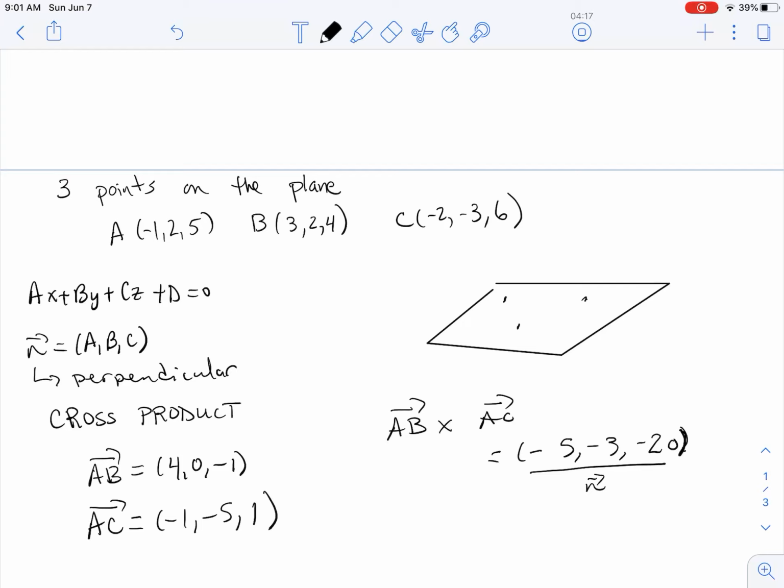Now this right here is going to act as your normal vector because the cross product produces perpendicular vectors. So now I can take that and I can sub it into A, B, and C.